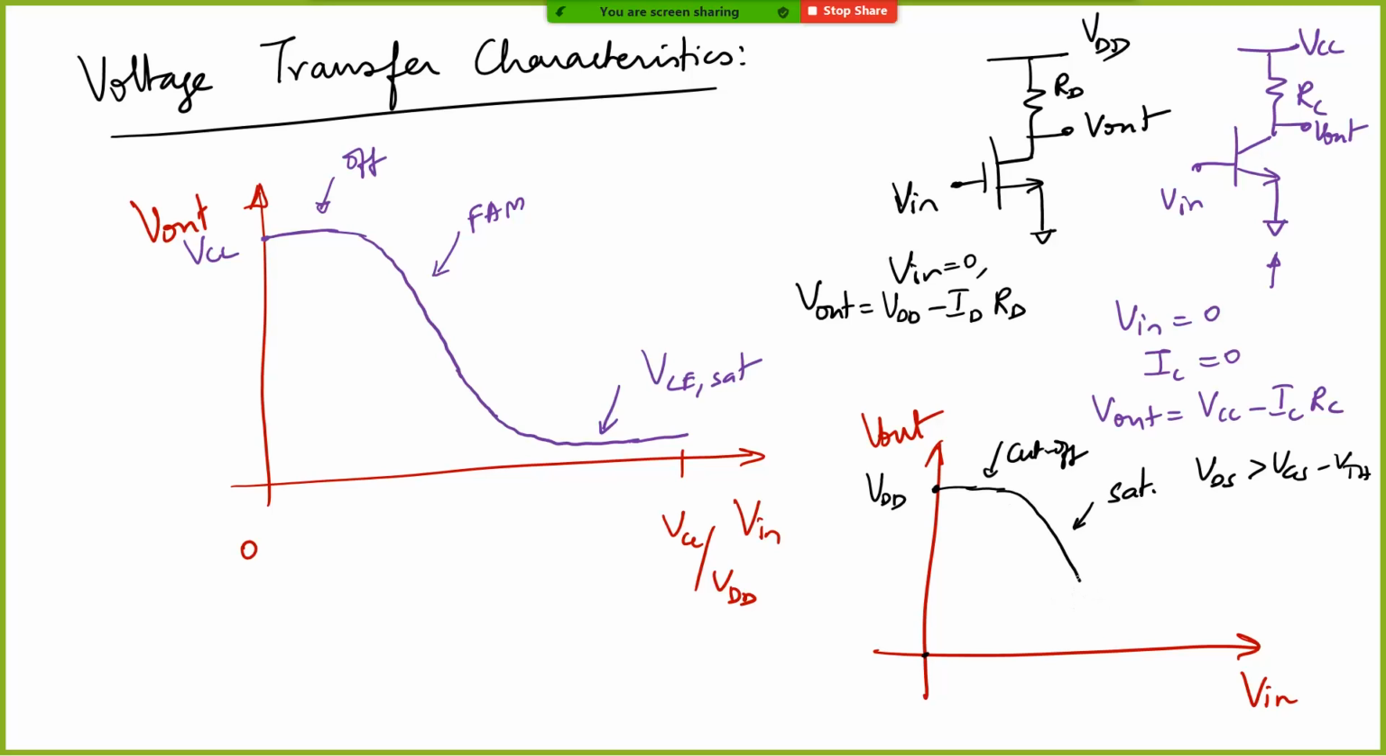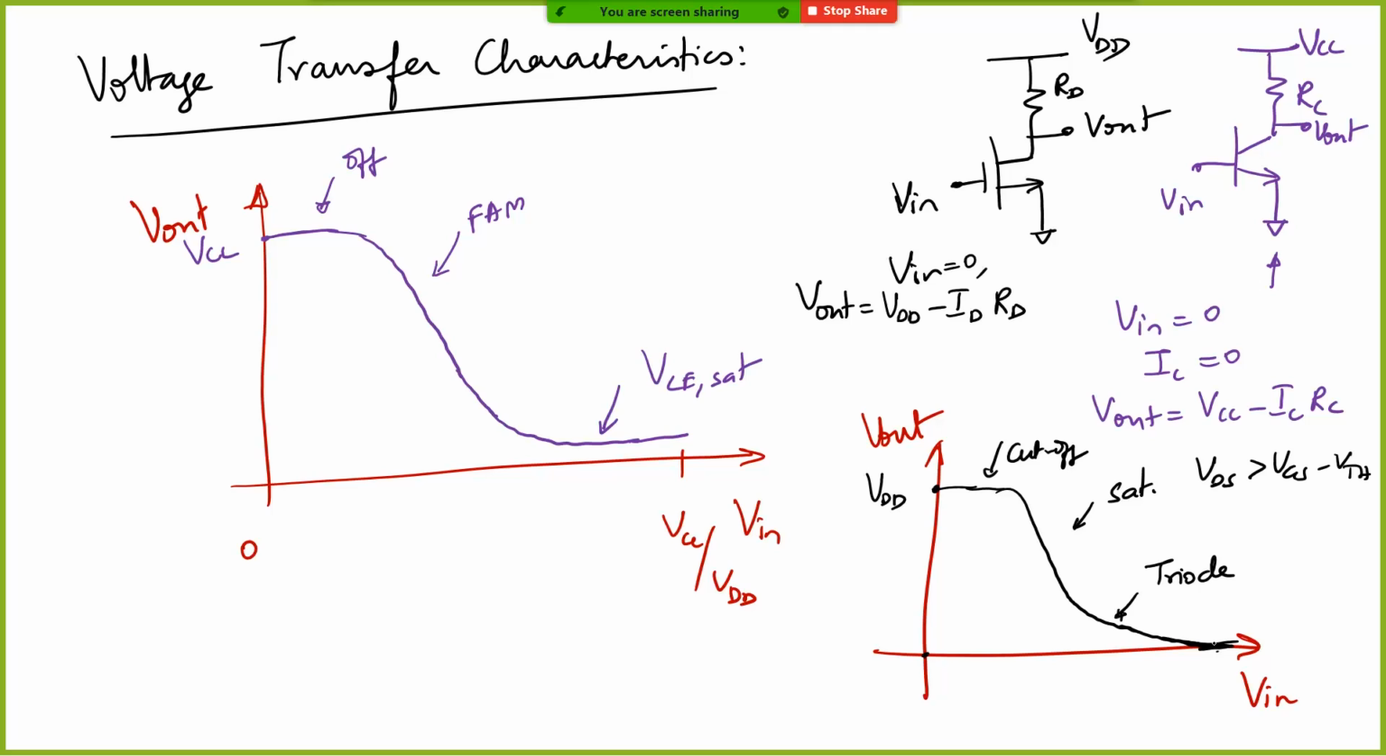Of course, as you go somewhere here, let me draw it like this. Somewhere here, your VDD minus IDRD becomes a lower value. Now here it reaches the triode region. Okay. And then finally, as you keep increasing Vin, the current keeps increasing, and then you will reach a point where you can reach absolute zero.